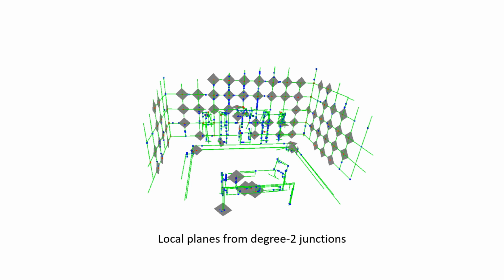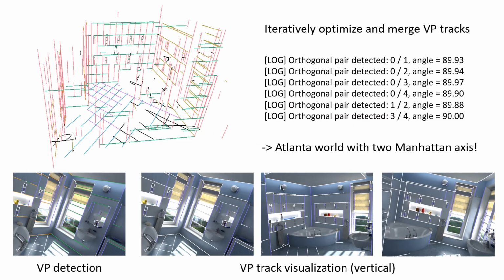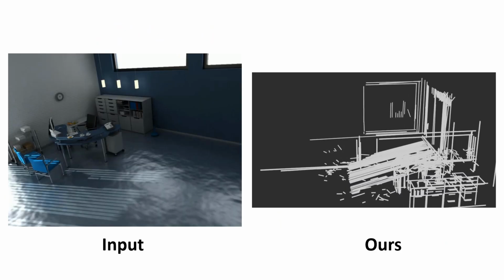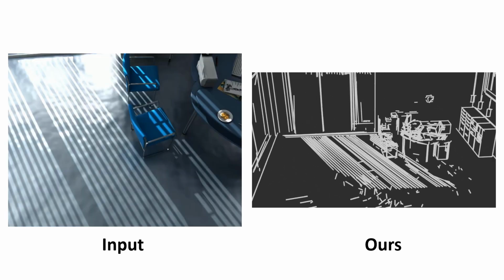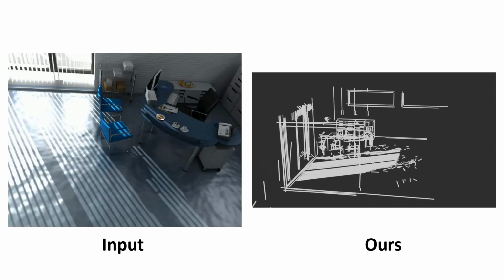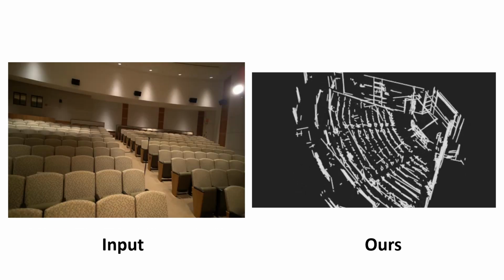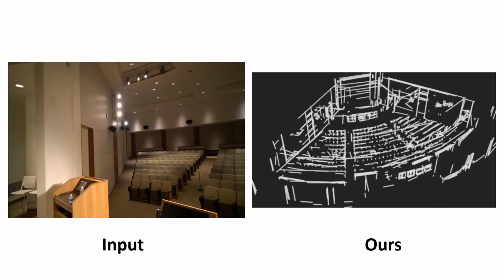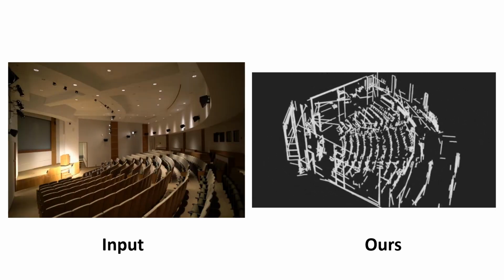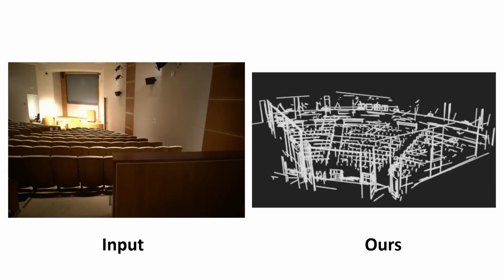From the association graphs, we can also extract local planes and multiple Manhattan axes, resulting in an Atlanta world. Here, we show more results on the extracted 3D line maps. As the whole system after feature detection and matching is learning-free, the proposed method does not suffer from the generalization problem.